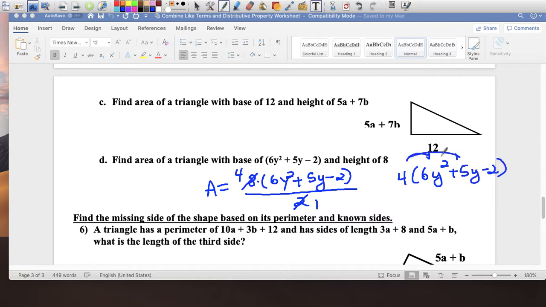Distributive property. Let's do the 2 first. It's 24y squared. They're both positive, so it's positive. The second, they're both positive again, so it's 20y. And the last one is positive, and this one is negative, so it's going to be minus 8. Final answer.